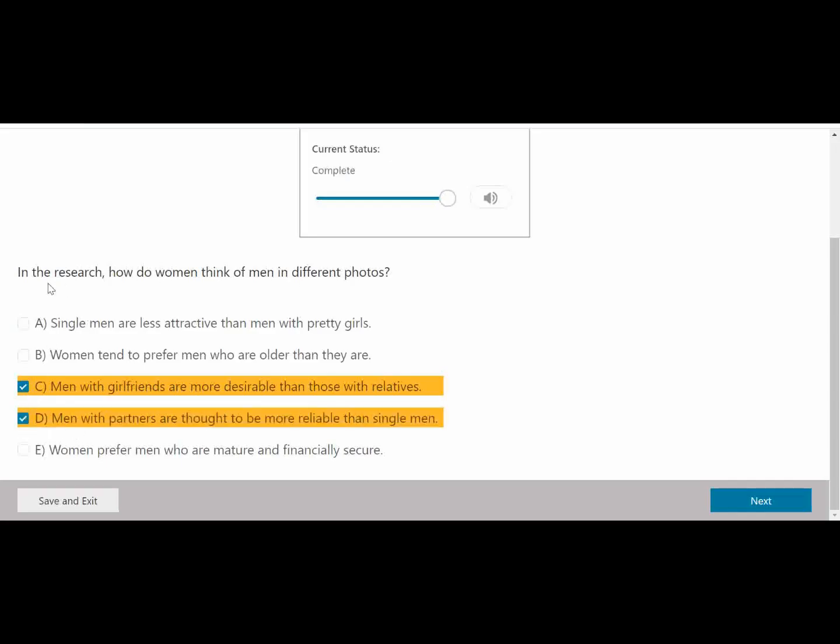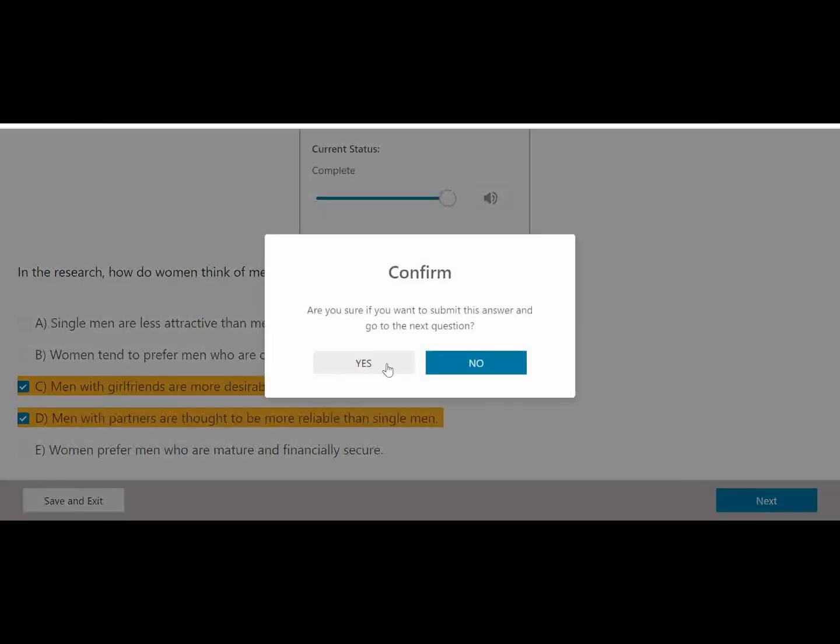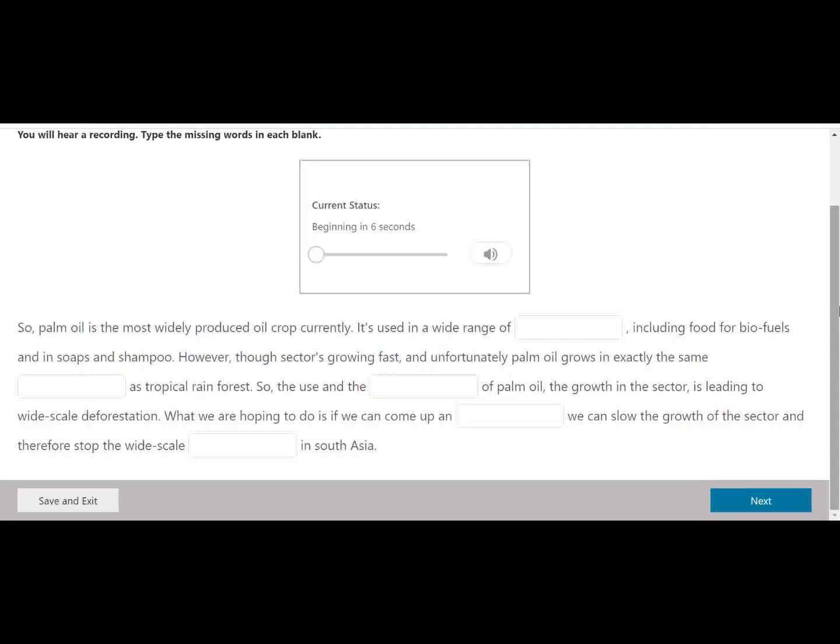So this is the question in the research, how do women think of men in different photos? And you can choose multiple options because this task has negative marking. So I am sure of options C and D, so I am choosing these. If you are sure of a particular option, then choose only that option because you are getting 1 to 2 points in the MCQ multiple answers. So click on the next button. The next question is listening fill in the blanks. So keep your cursor here so you can save your time.